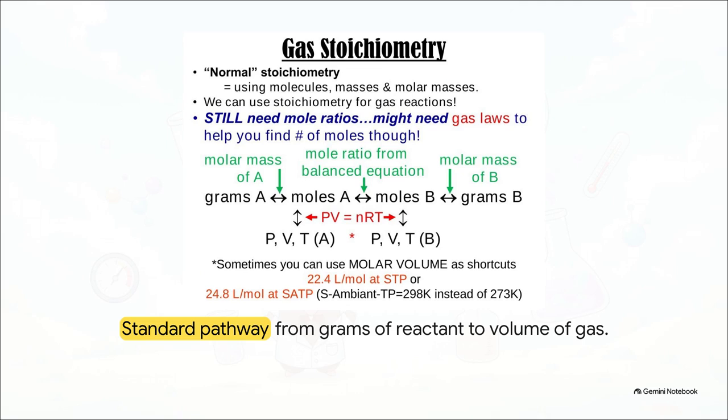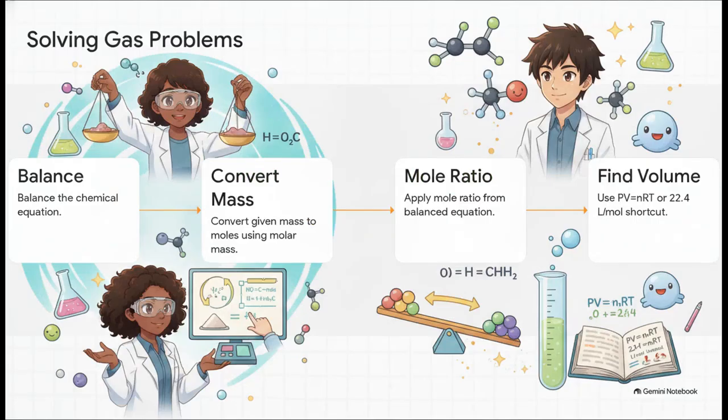This right here is your standard pathway for solving gas stoichiometry problems. And you'll probably notice right away, it looks a whole lot like normal stoichiometry. You still have to use molar mass to go from grams to moles, and you absolutely still need that mole ratio from your balanced equation to convert moles of substance A into moles of substance B. The only real twist is at the very ends of the flowchart. Once you have the moles of your gas, you finally get to use our new gas laws to find the volume, or vice versa.